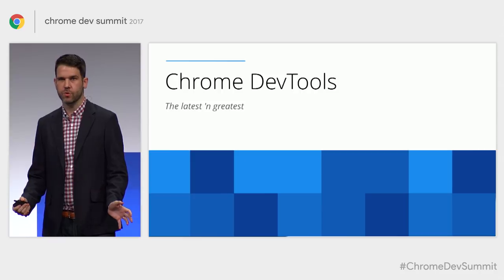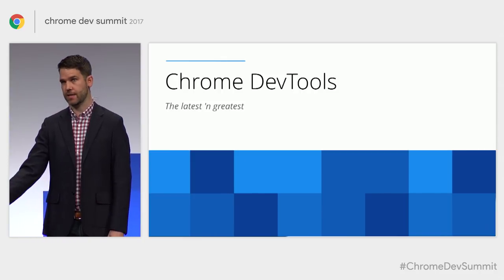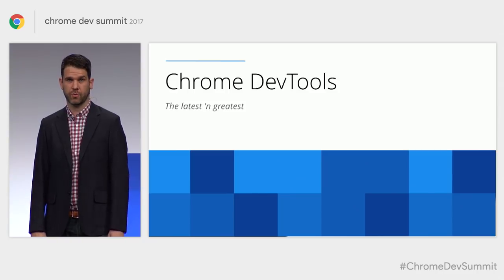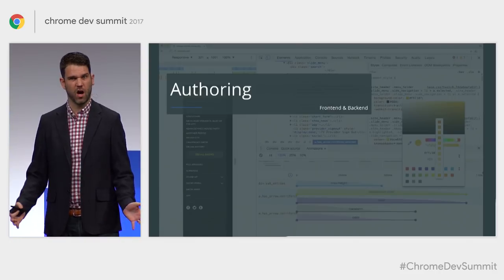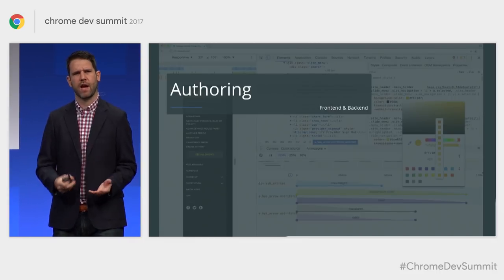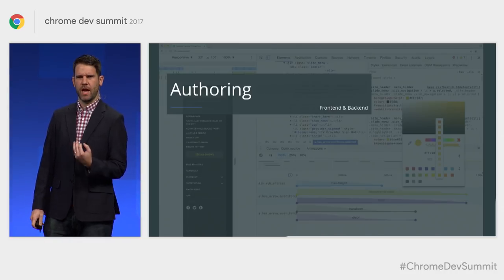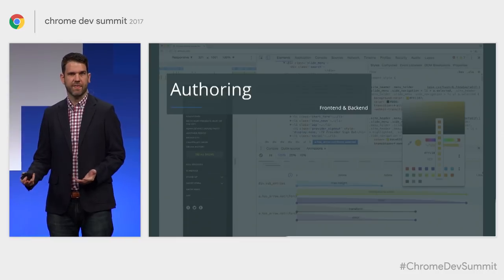Now, in the DevTools, there's a lot of things that we've been working on in the last couple of months, since last Chrome Dev Summit, even since last Google I/O, so we're going to show a few of those things now. We're going to start off in authoring. When we talk about authoring, I'm talking about the experience of us as developers handcrafting that user interface and delivering that awesome user experience for our users. And so there's a lot of things going on here.